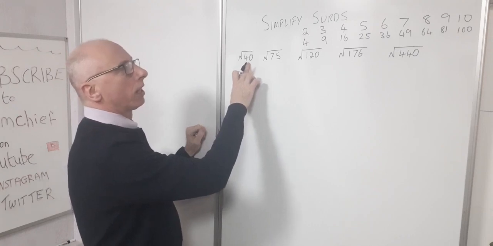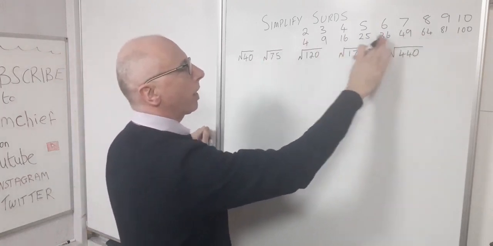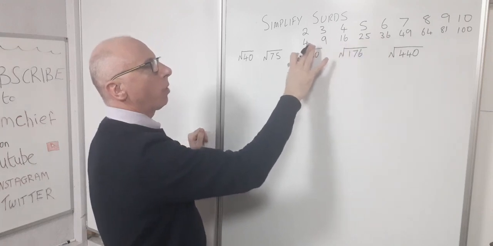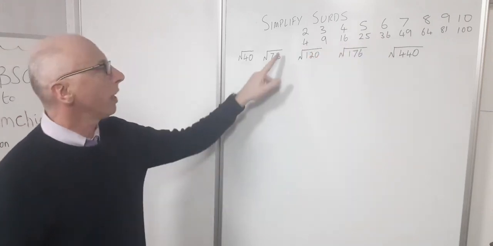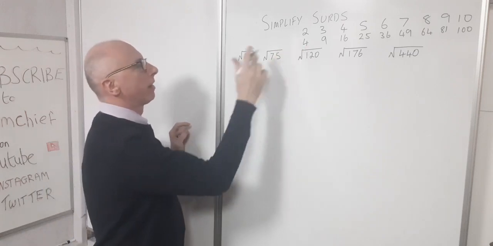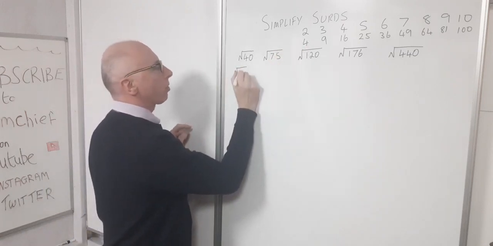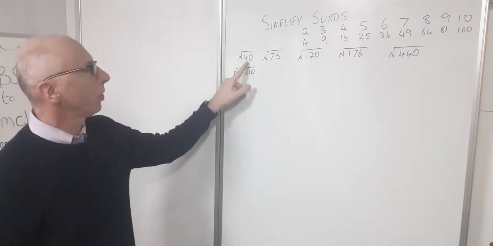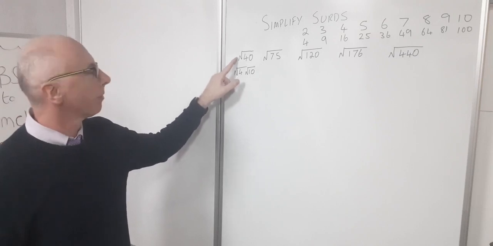So 40. Which number here will divide 40? Well, of all of these numbers, the only one that will go into it, which will give me a whole number, is 4. So 40 divided by 4 is 10. So now I've got square root of 4, square root of 10. 4 tens are 40, so this is equivalent to this.